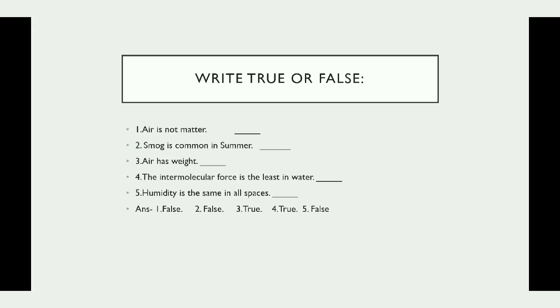Next, humidity is the same in all spaces. This is false. Humidity is the same in all spaces. This is false because all places are having their own climate and humidity is not same at all places.